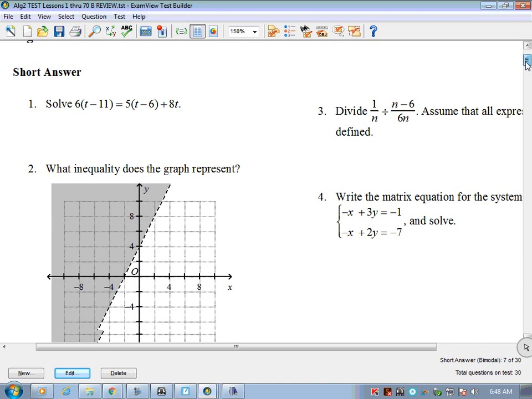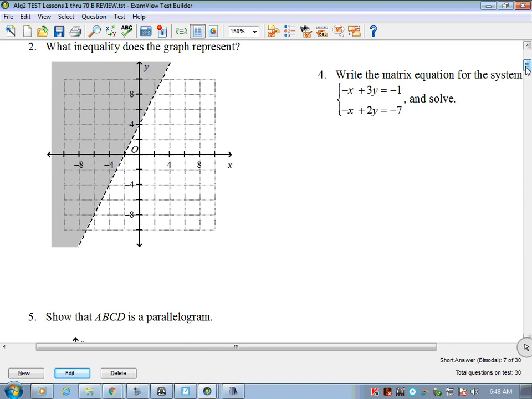Number 2, we want to write an inequality for the graph. So we want to start off with our y-intercept. So we know that it crosses the y-intercept at positive 4. If I'm counting from there, I'm going up 4 over what looks like 2, up 4 over 2. That's 4 divided by 2, so that should give me 2x.